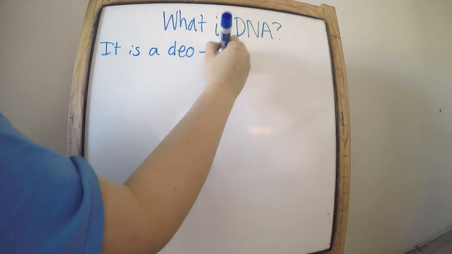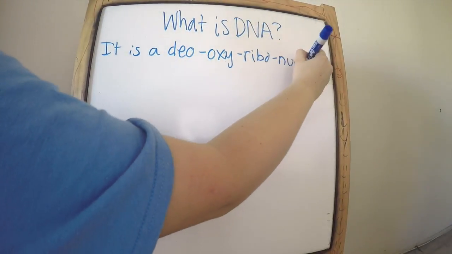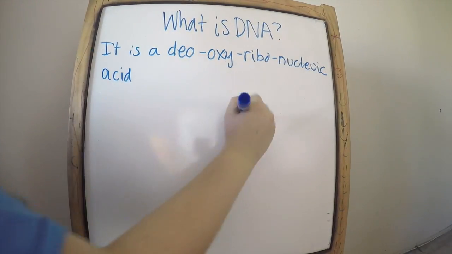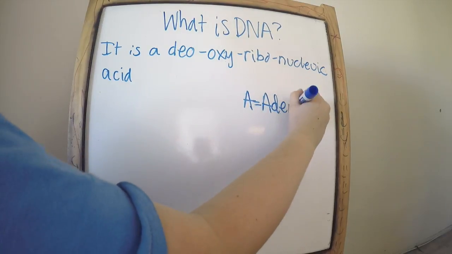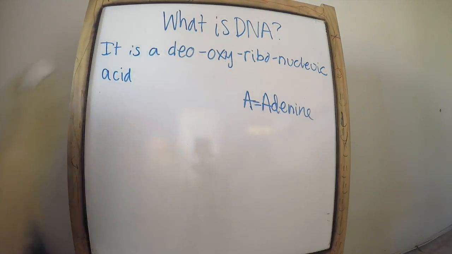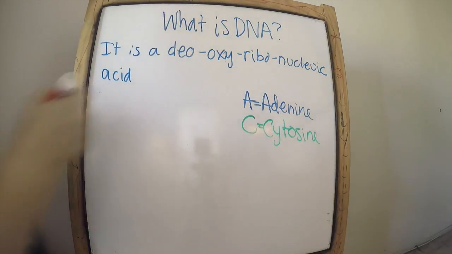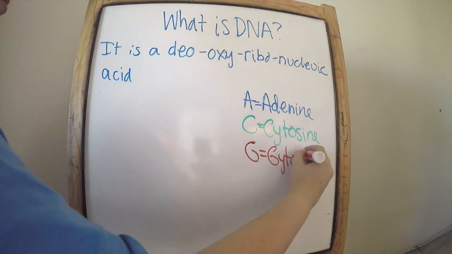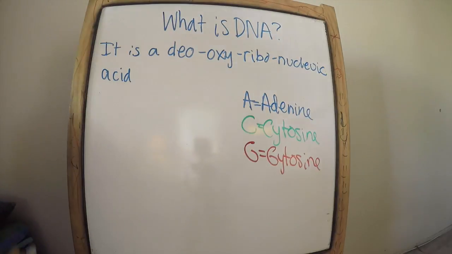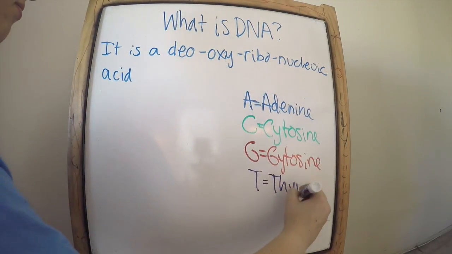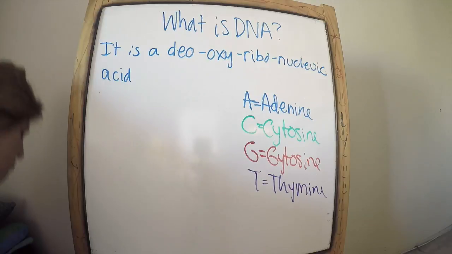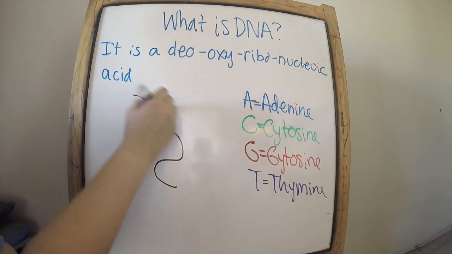So, what is DNA? It is deoxyribonucleic acid. There are four main bases, shortened as ACGT. A is adenine, C is cytosine, G is guanine, and T is thymine. So you might wonder, which bases pair up with which? DNA pairs up adenine with thymine, and cytosine with guanine.